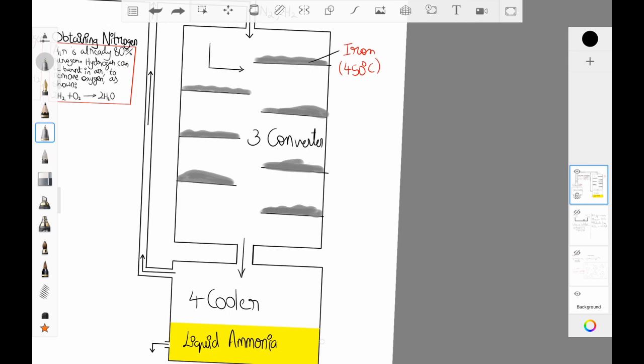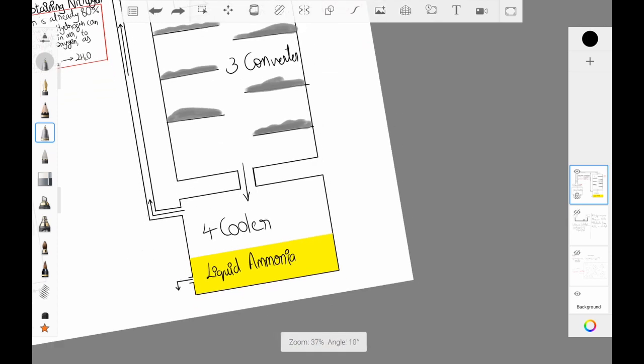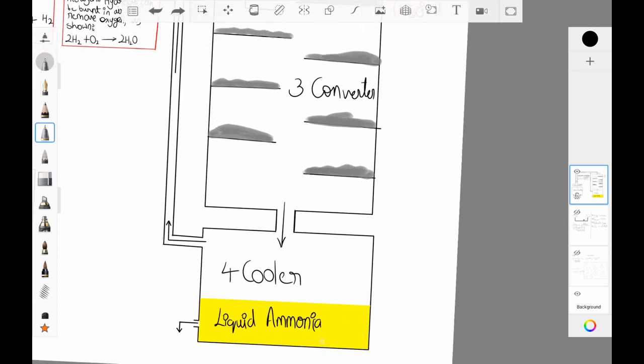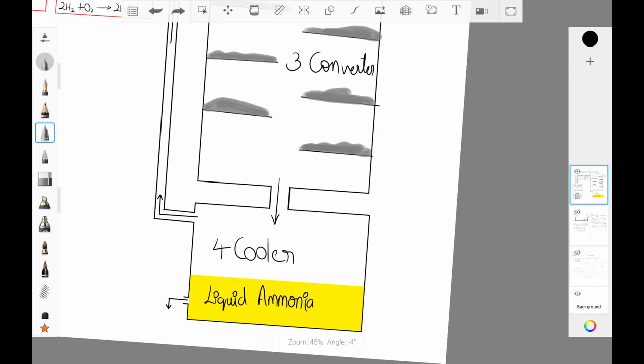Iron is a transition metal, and in the Haber process, it's the catalyst. This iron is heated at 450 degrees Celsius, and remember the pressure here is still 200 atmospheres. This catalyst helps speed up the rate of reaction, and over here the reaction between hydrogen and nitrogen occurs to form ammonia. And then finally you have the cooler, which basically condenses and pressurizes.